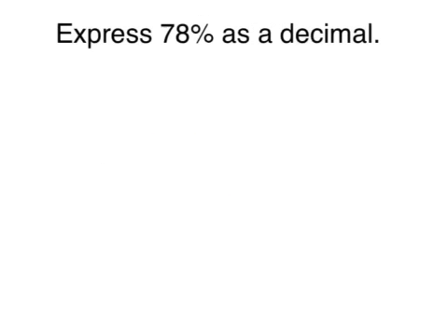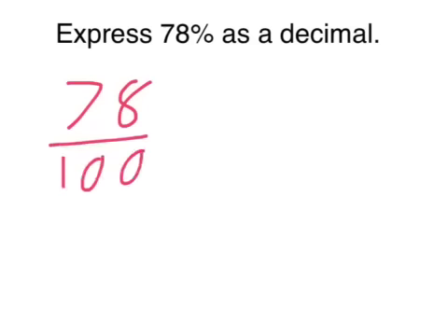Express 78% as a decimal. Alright, so 78%, that means 78 out of 100. We can write that as a fraction. 78 out of 100, that's what 78% means. One number, 78, being compared to 100.